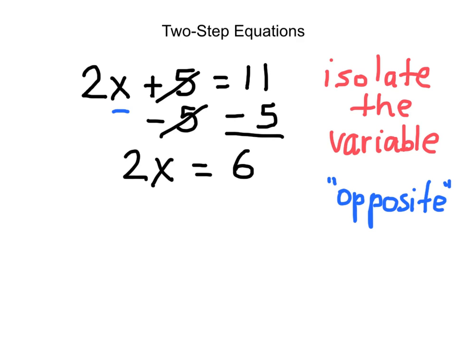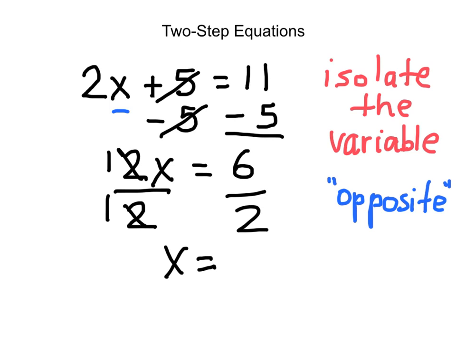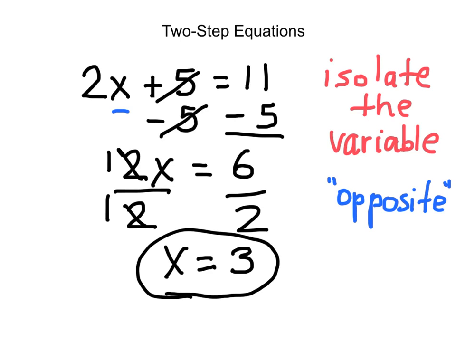Now we'll undo the second operation being done to the variable, which is multiplication of 2. To undo multiplication, we would do the opposite, which is dividing. So divide both sides by 2. 2 divided by 2 equals 1, and 1 times x equals 1x, and then 6 divided by 2 equals 3. So the value of the variable that makes the equation true is x equals 3.